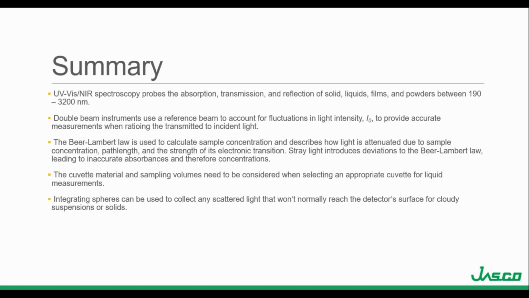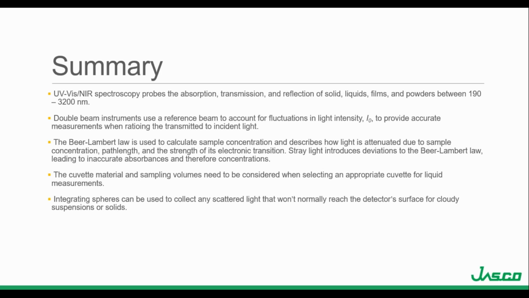So while I would typically summarize what I've discussed for the last 40 minutes, UV spectroscopy is a pretty hard topic to break down into a single slide of bullet points, but here are a few takeaways. UV NIR spectroscopy probes the absorption, transmittance, and reflection of solids, liquids, films, and powders between 190 to 3200 nanometers. Double beam instruments use a reference beam to account for fluctuations in light intensity I0 to provide accurate measurements and ratioing the transmitted to incident light.